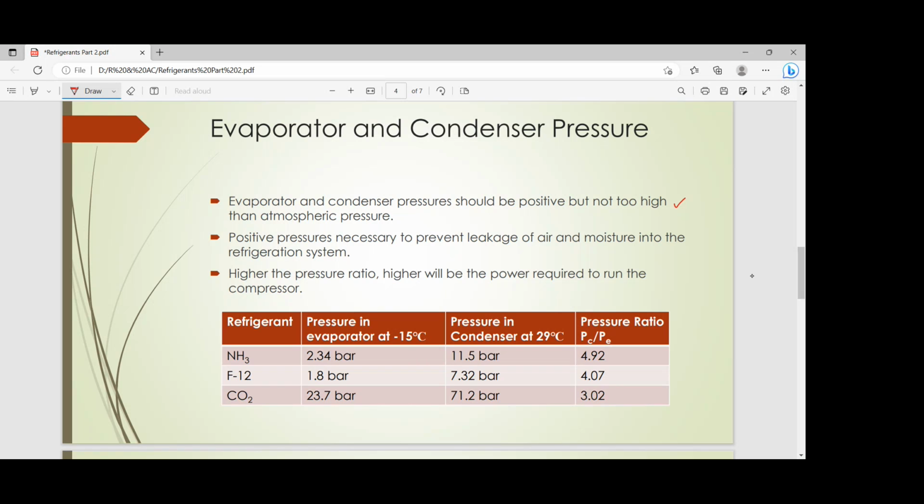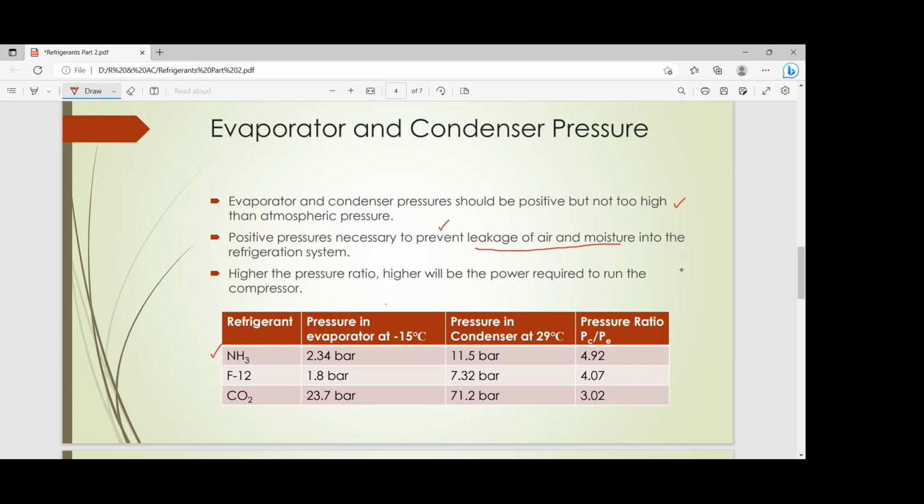I want the pressure to be positive, or greater than the atmospheric pressure. In case it is lesser than the atmospheric pressure, then you will have leakage of air and moisture into the refrigeration system. So to prevent leakage of air and moisture into the refrigeration system, I want the pressure to be above the atmospheric pressure.